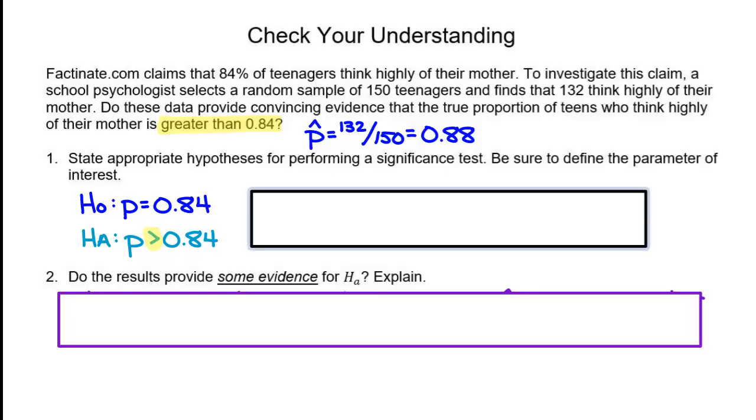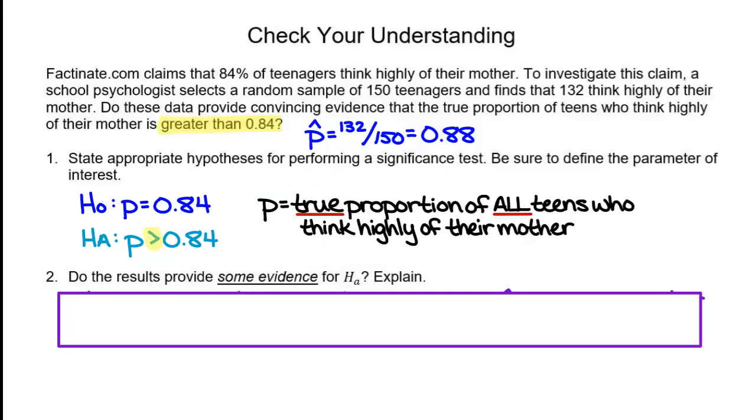What is P here? When I ask what P is, the first three words should always pop into your head before we even go look at the context. The true proportion. Anytime we're defining P, it is the true proportion of what here? Of teenagers that think highly of their mother. True proportion of, and don't forget to stick all in there. Whenever we are talking about our parameter, it's always talking about the whole population, and you do need to make that very explicit by using that word all.